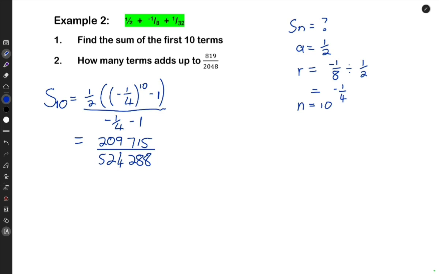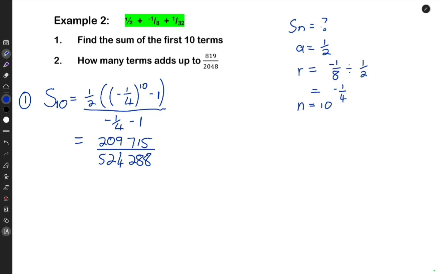Okay, now we're getting to a bit more advanced questions. So in an exam, you are going to get a few of these easy sums where you just sub in, but you're also going to get quite a few questions where they are going to ask you to do it backwards, and then the calculations get a bit more tricky. So let's look at one like that. How many terms add up to 819 over 2048?